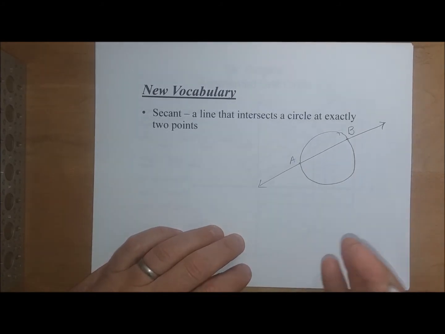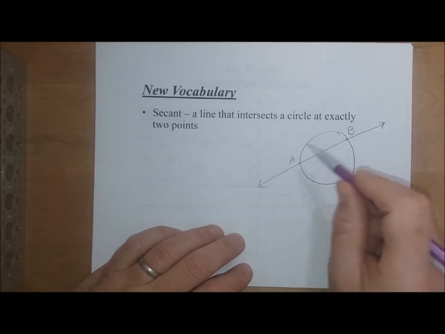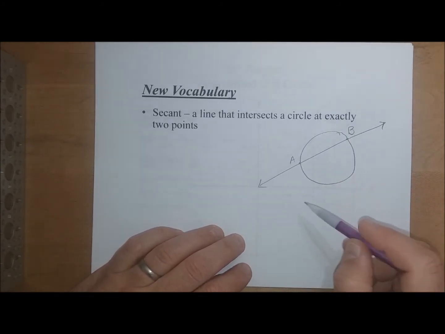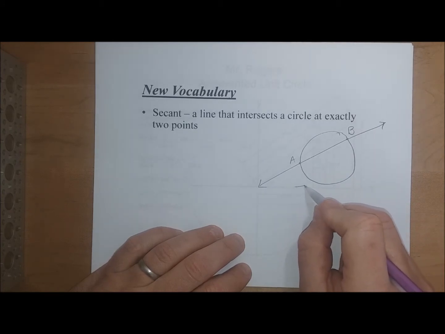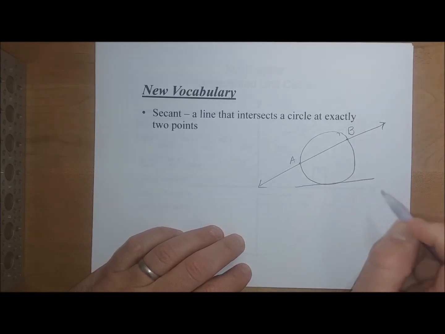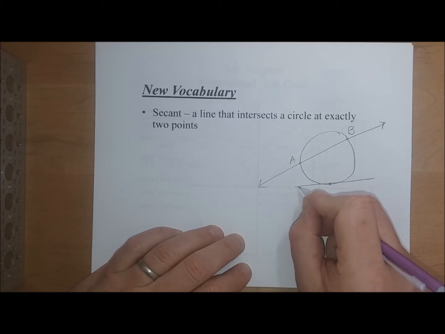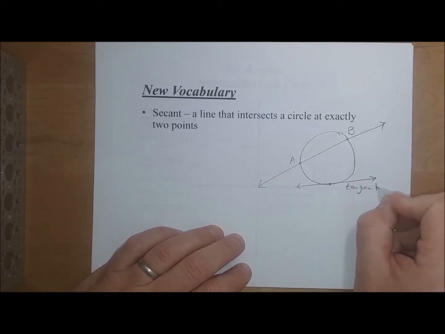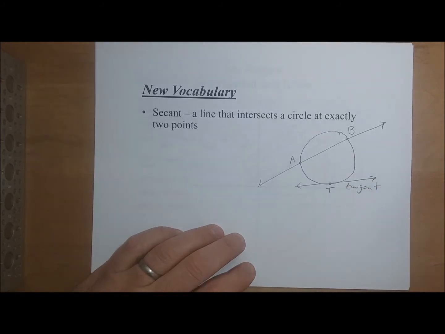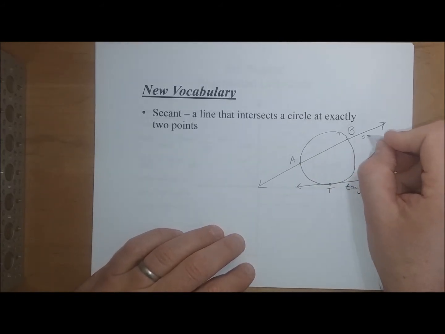That's as opposed to what we studied in the last lesson, our tangent, which is a line that intersects at exactly 1 point. We're going to bring tangents back for this lesson, but I'll draw one just so we remember what a tangent looks like. So this is our tangent here. Let's say this is point T, the point of tangency. And this here is our secant.